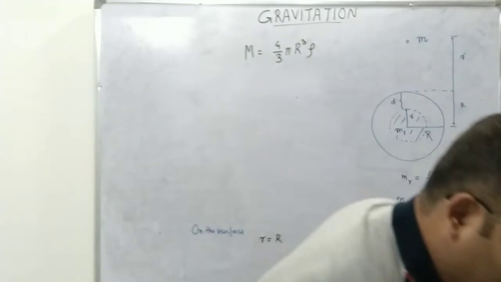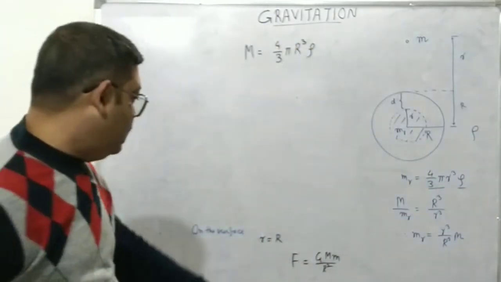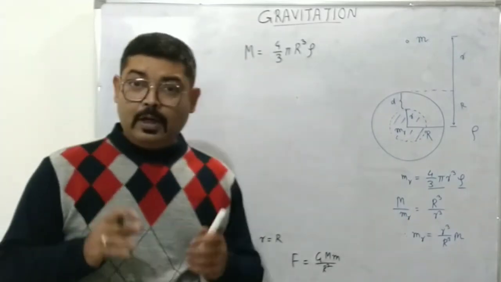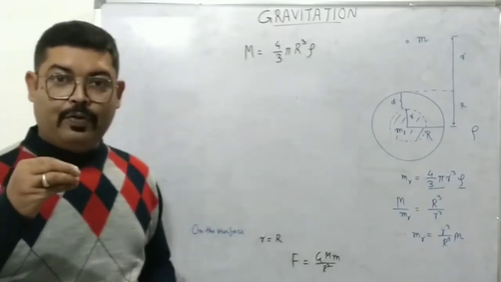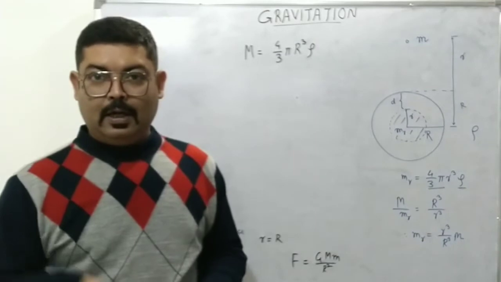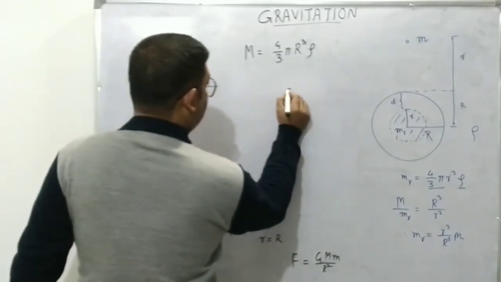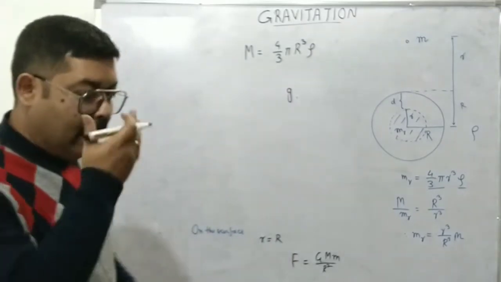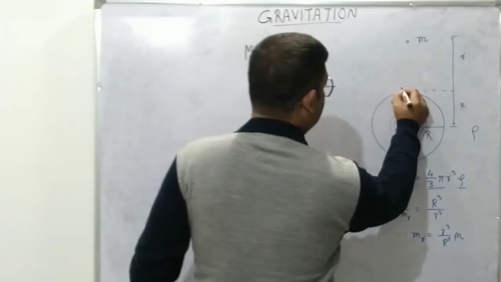So what we have gained is that on the surface of the earth or near the surface of the earth, F is equal to G M m by r square. However, we already know about the acceleration due to gravity. Acceleration due to gravity is the acceleration with which an object, when released near the surface of the earth, will accelerate towards the earth's surface, right? Which is given by small g. You remember that?